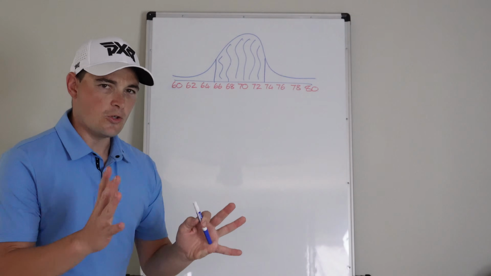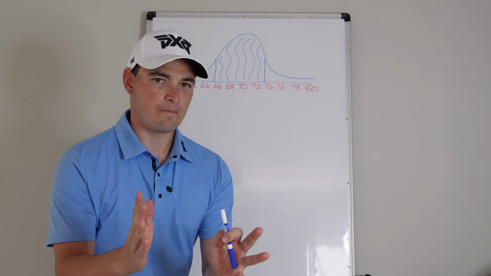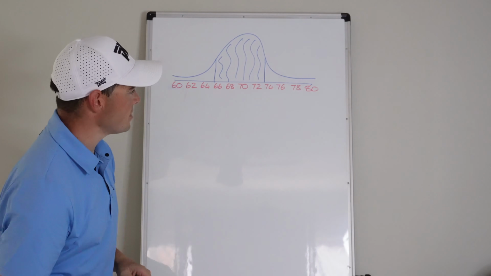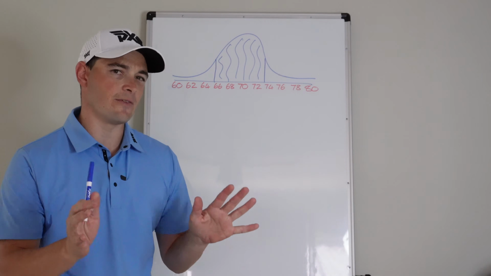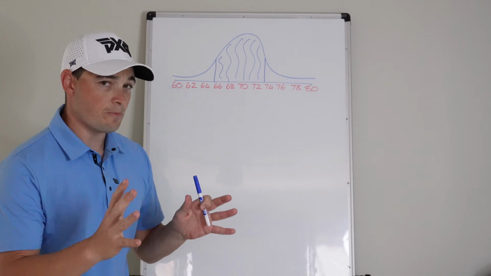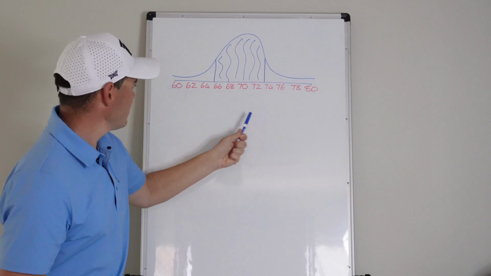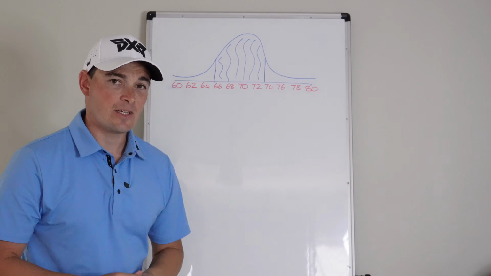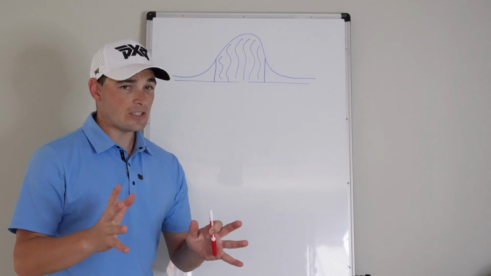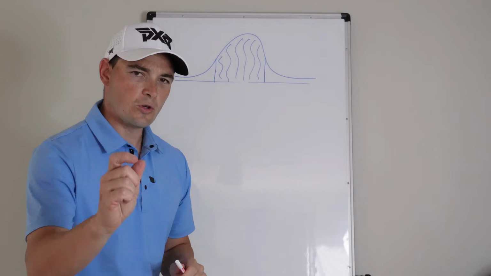Now remember, you want to be more consistent. So how do we become more consistent if the best players that have ever played the game shoot between 80 and 60 throughout the year? So let's look at this a different way. What would your numbers be?